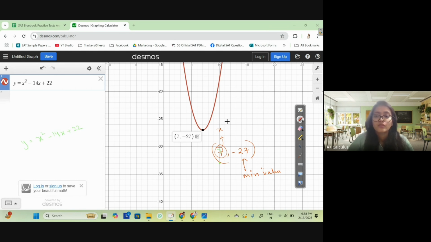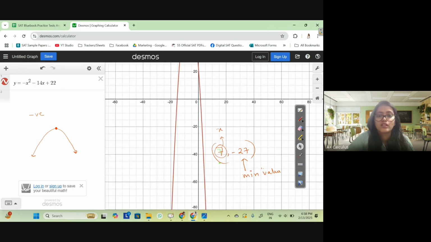Now, in this case, this was an upward opening parabola because the coefficient of x squared is positive. If the coefficient of x squared becomes negative, then the parabola will become a downward opening parabola. In that case, you don't find the minimum value, you find the maximum value, and that will again be given by the vertex. So if instead of x squared, I make it negative x squared, see, it will flip.